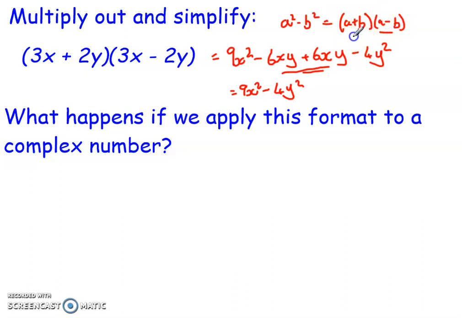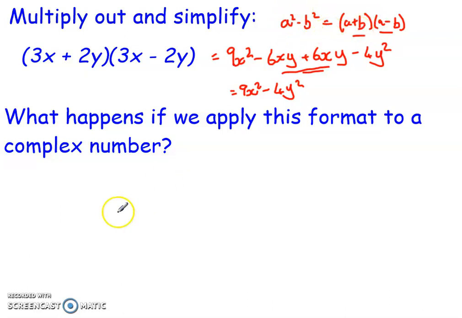Now these two brackets are what are called the conjugate, i.e. the sign in the middle is the opposite of each other. And we notice that if we multiply these conjugates together, what we end up with is the square of the elements in the bracket subtracted from one another.